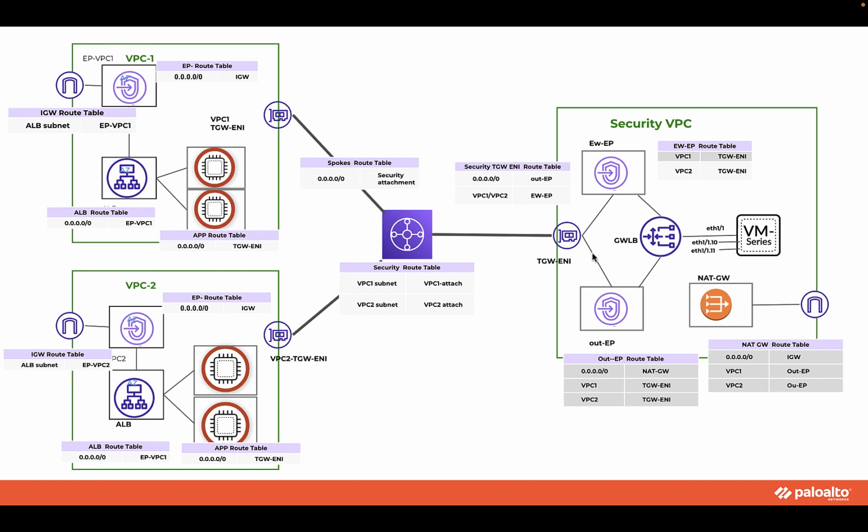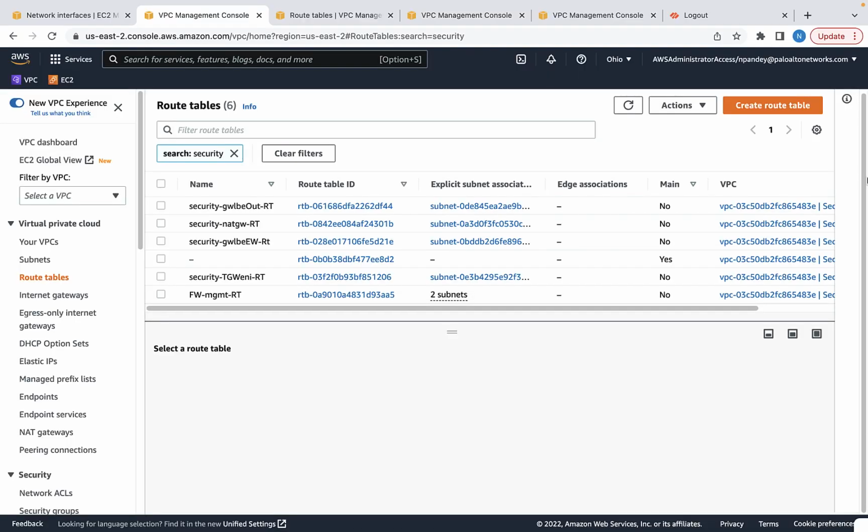So let's go ahead and see how the route table looks. I have already created the route table, and you can see that I have a route table for the east-west endpoint, the outbound endpoint, the NAT gateway, and the transit gateway attachment accordingly. Now we are all set to send the traffic and test our setup.